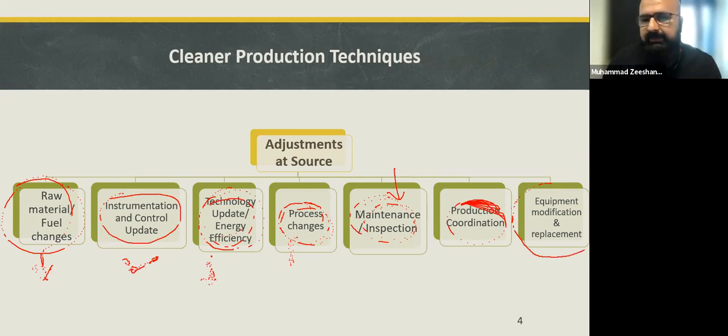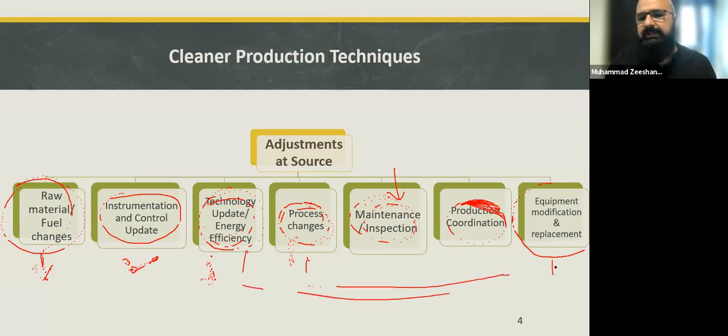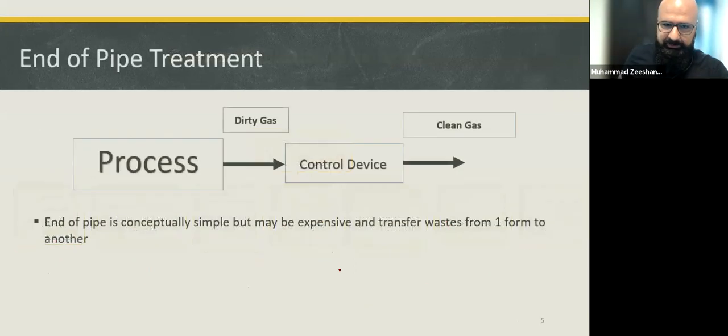Sometimes we modify equipment, whether that is due to process change or due to technology update or whatever reasons, and that saves us energy and that helps us in reducing air pollutants, right? So these are a few options that we have under the category of cleaner production techniques to reduce air pollutants.